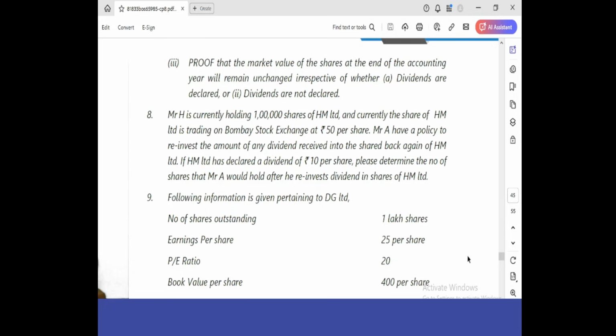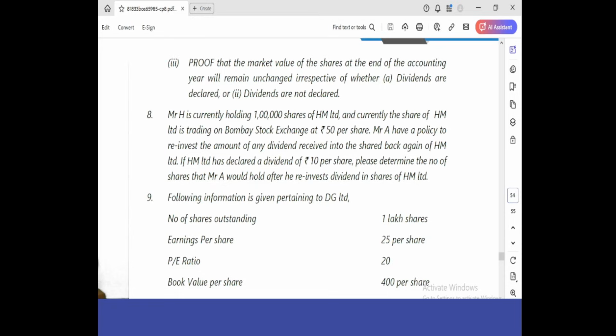Now, what is the question asked? Please determine the number of shares that Mr. A could hold after he reinvests dividend in shares of HM Limited. Just see the examiner's pattern now. They are telling, please calculate the number of shares that you will be holding after dividends have been reinvested in the company shares, right? Now tell me how much dividends you will get.